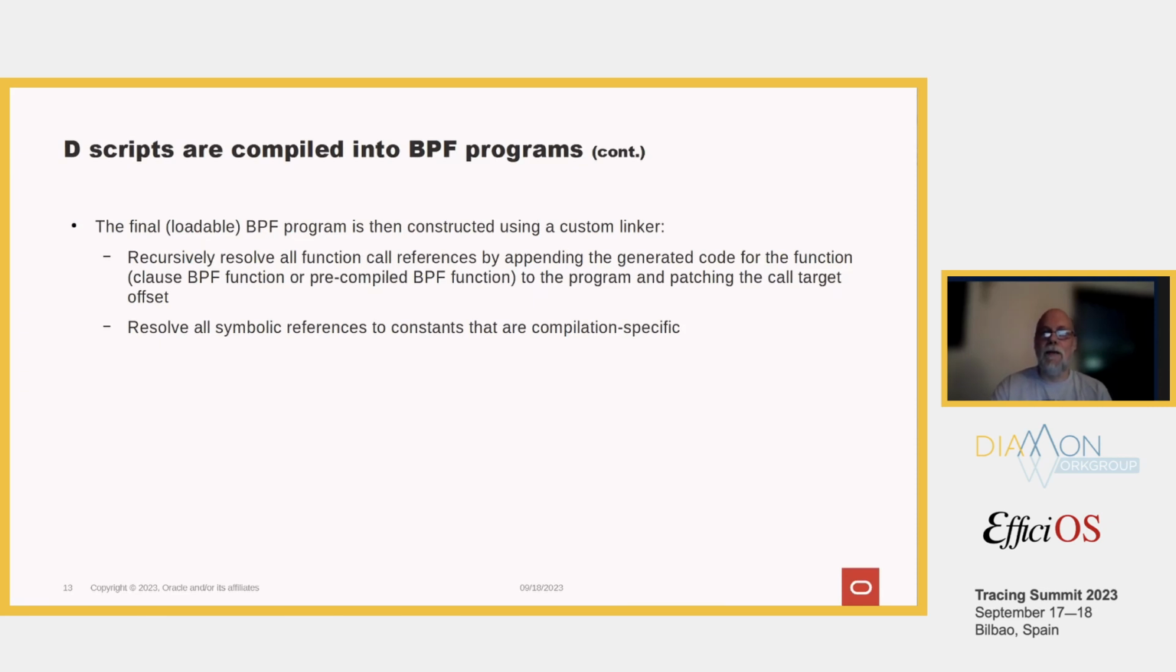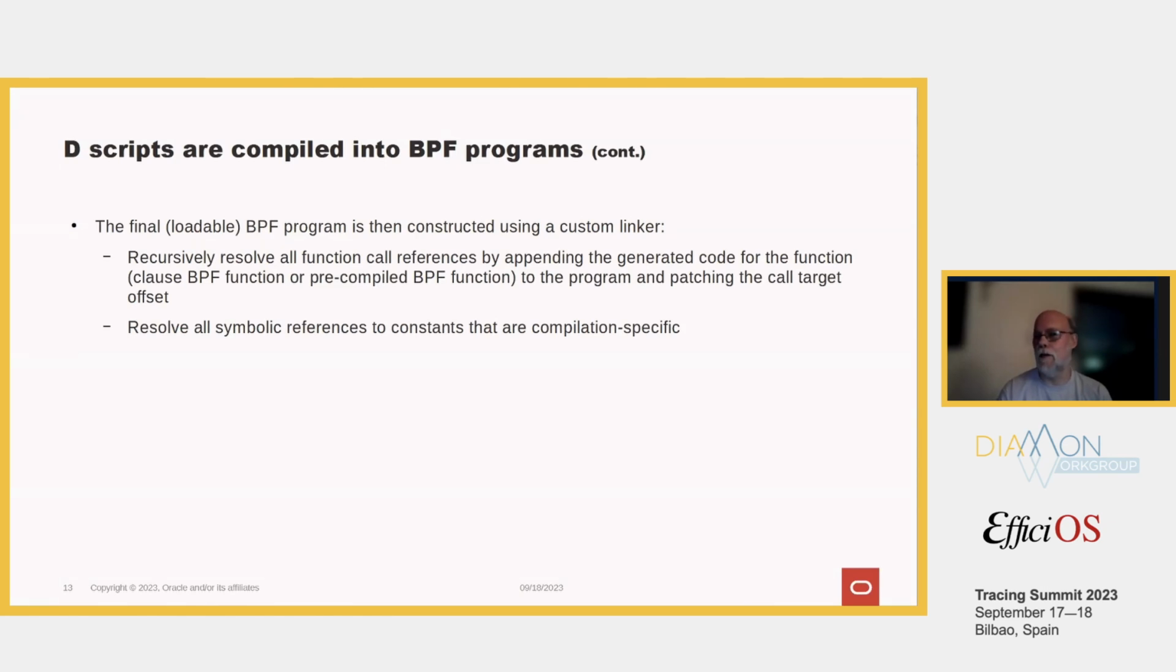So then we have this final BPF program, which is essentially constructed by running this trampoline through a custom linker, or linker stage, I should say, which is just recursively going to resolve all the references. And so that pulls in the dynamically generated code and the precompiled code to create a program that is all contained, as would be expected.